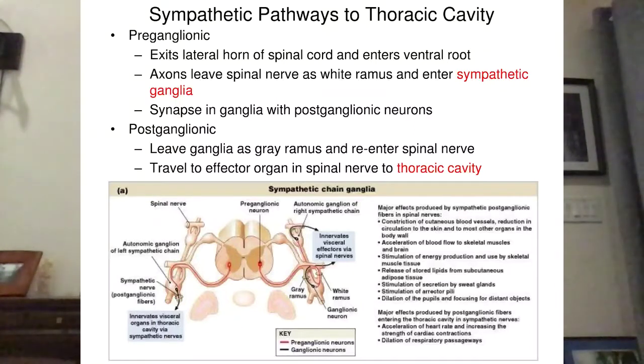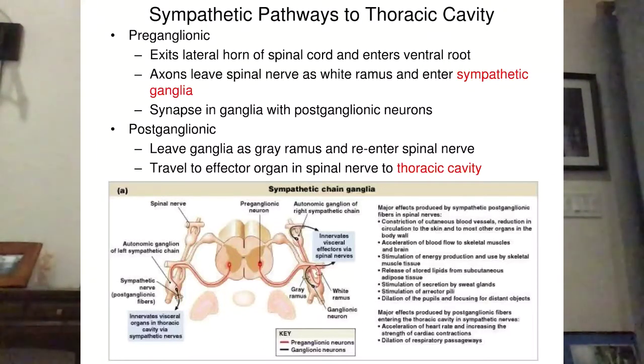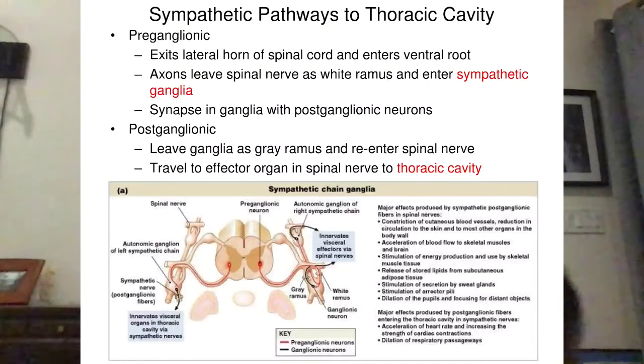That was our preganglionic fiber. Then we have a synapse with our postganglionic fiber. Now our postganglionic fiber has to merge back with the spinal nerve. So the axon of the postganglionic fiber travels up through the gray ramus, which connects to our spinal nerve. And now that spinal nerve then stretches and innervates organs in the thoracic cavity. And that organ could be the heart, to stimulate the heart. So you should then know what the function is. Pick an organ like the heart and say it increases heart rate.